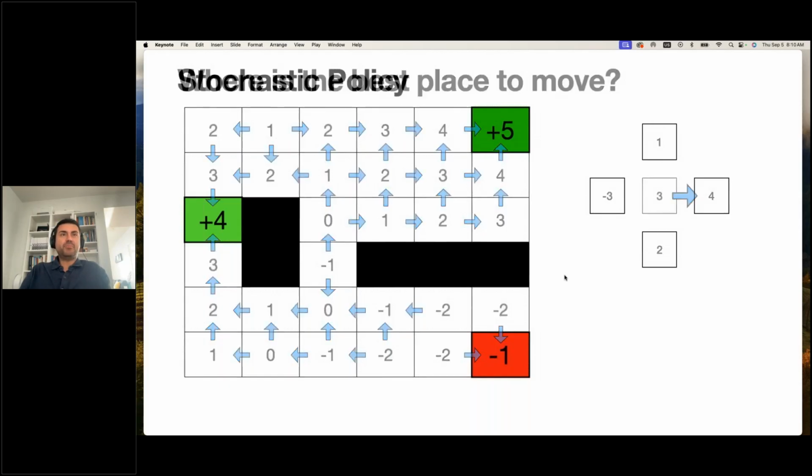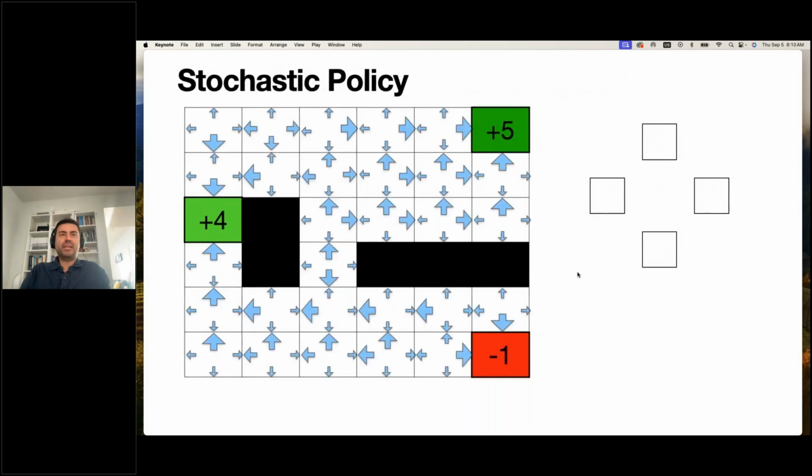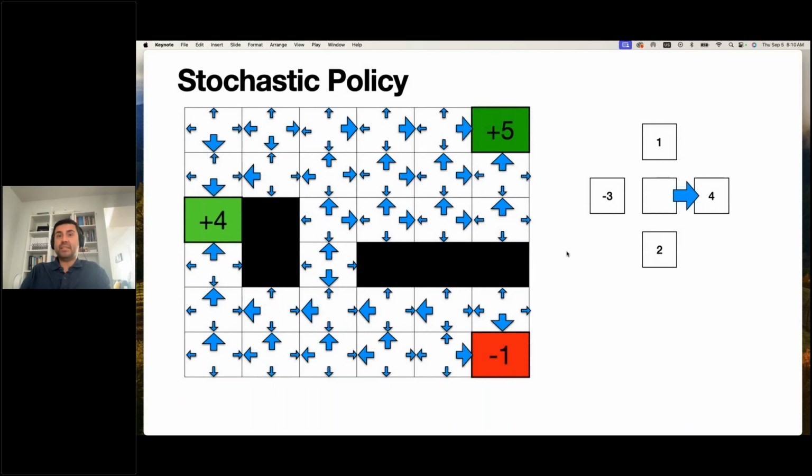What I want is a stochastic policy that gives me probabilities, okay? A strong arrow is a strong probability, and a little arrow is a little probability. The idea is that I have high probabilities to get to the big values and low probabilities to get to the small values. That's a stochastic policy, and we want that instead of a deterministic policy, and I'll tell you more in a minute.